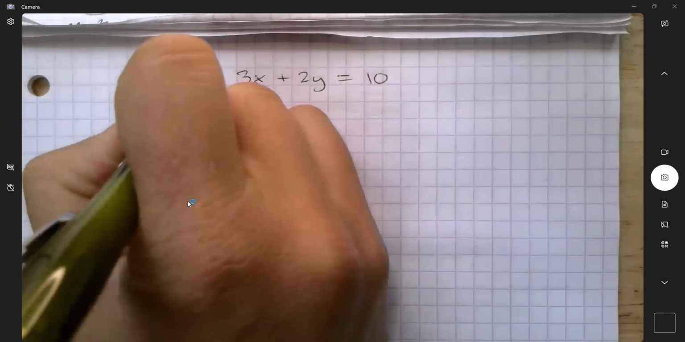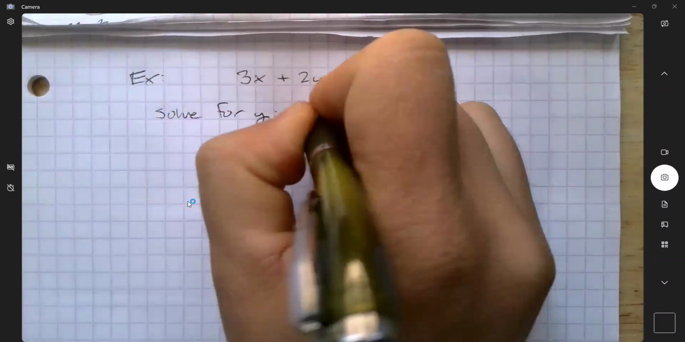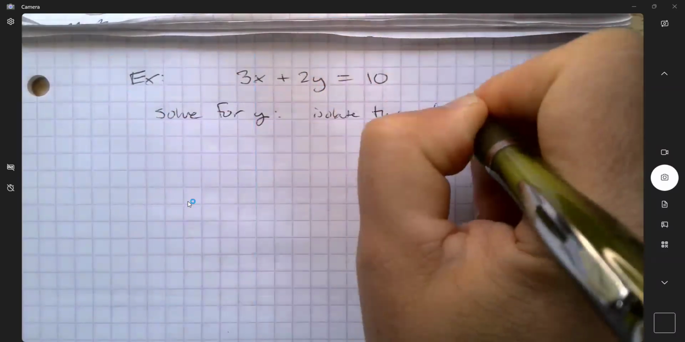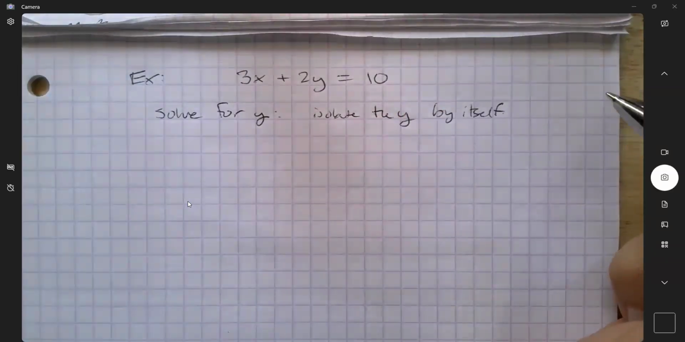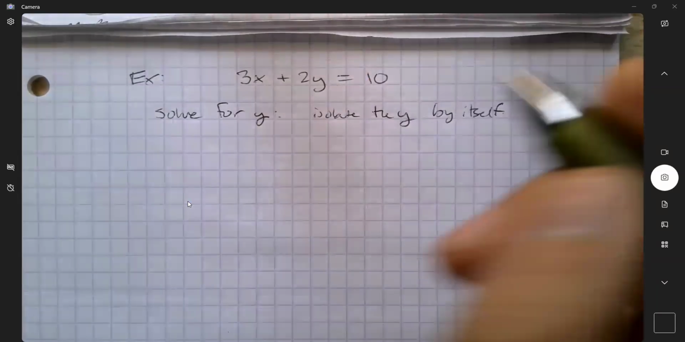So to make it easier, we can solve this equation for y, which means basically isolate the y by itself. Same thing as when we're solving to figure out what number y is, but this time y is not going to be a number because it's still going to depend on x.